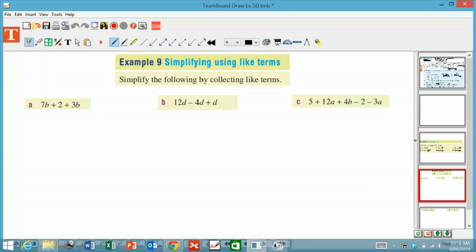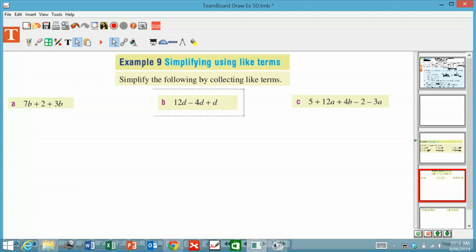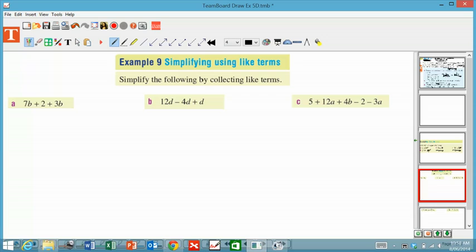Okay, simplifying using like terms. Simplify the following by collecting like terms. So we just basically add the like terms together. Now, as you do these, I want you to rewrite them with your like terms gathered together.